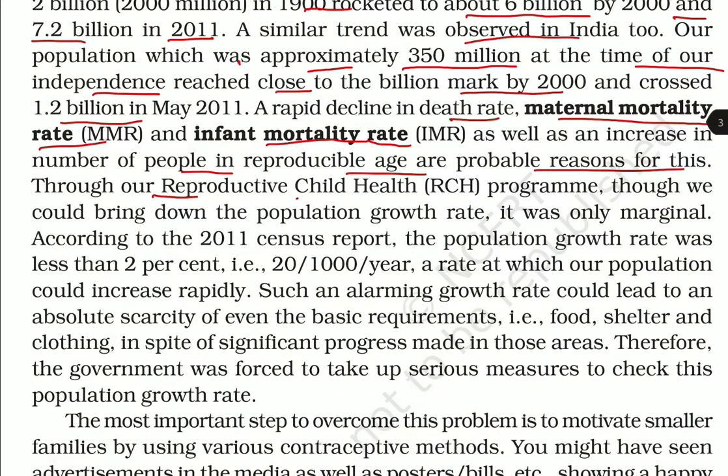Through our reproductive child health program (RCH program), though we could bring down the population growth rate, it was only marginal. According to the 2011 census report, the population growth rate was less than 2%, that is 22,000 per year, a rate at which our population could increase rapidly.